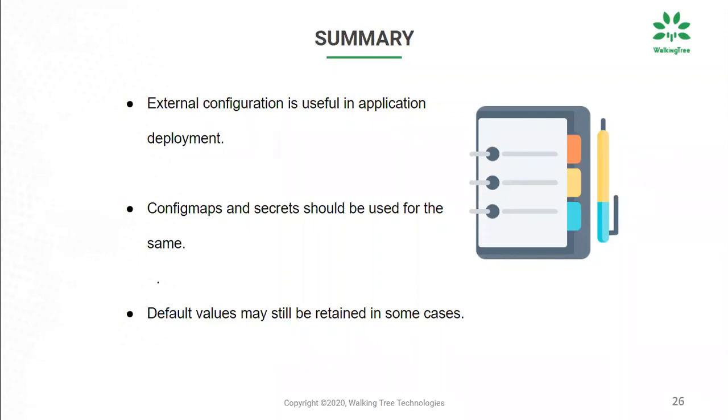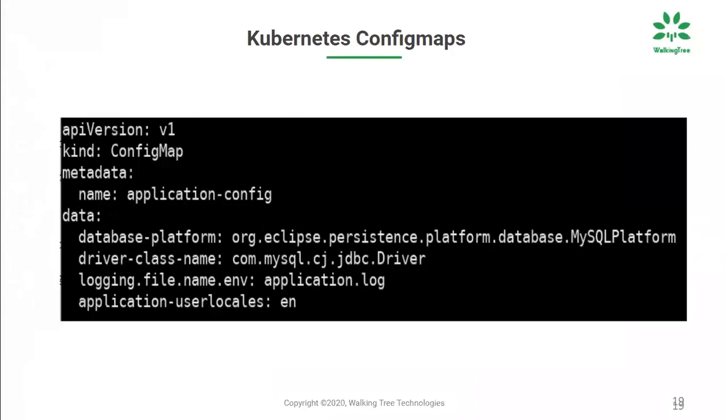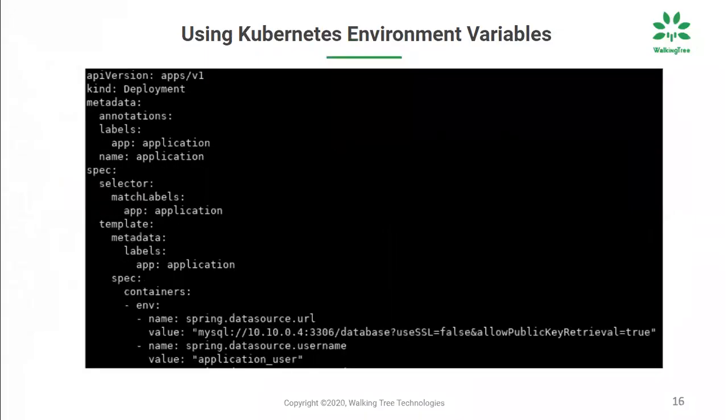So this was my presentation on implementing external configuration in Kubernetes using config maps. I would like to summarize the process once again. To start with, you have a non-containerized application. You have some external configurations, you may have some configurations there as well.